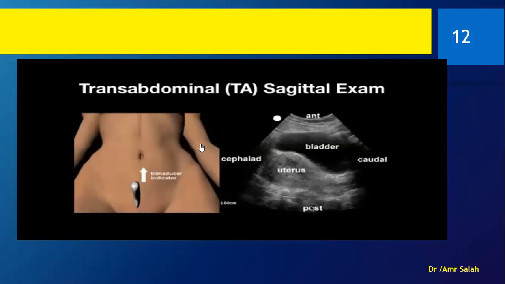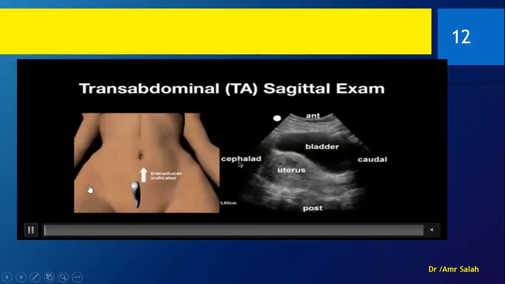Now, in the LS view, as we said, the orientation is as such. This is the indicator. It's pointing towards the patient's head. So this is cephalic and this is caudal. That's to say this is the patient's feet and this is the patient's head. This is anterior and this is posterior. I'll locate the patient's bladder here. And then it is the uterus.